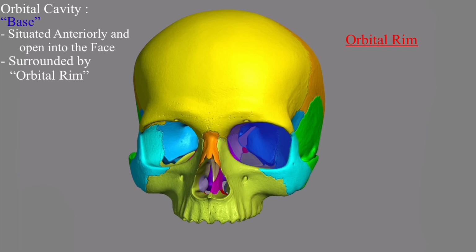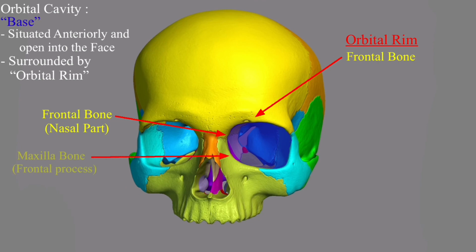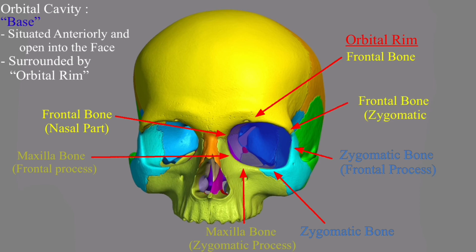The orbital rim is formed superiorly by the frontal bone, medially by the nasal part of the frontal bone and the frontal process of the maxillary bone, inferiorly by the zygomatic process of the maxilla bone and the zygomatic bone, laterally by the frontal process of the zygomatic bone and the zygomatic process of the frontal bone.